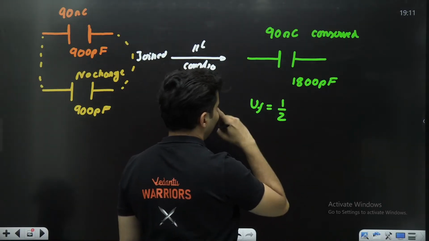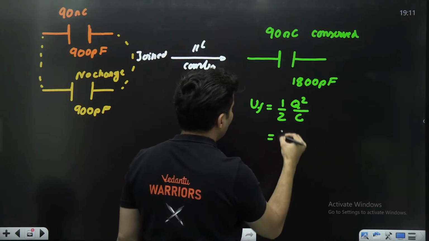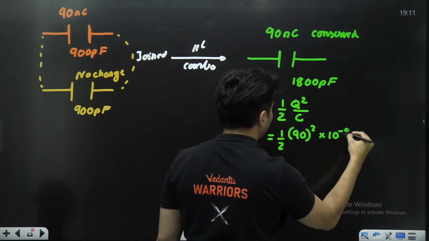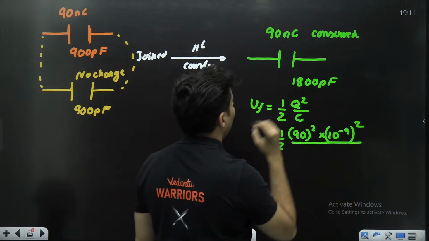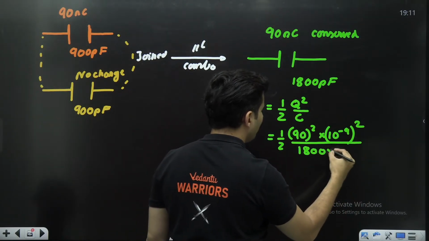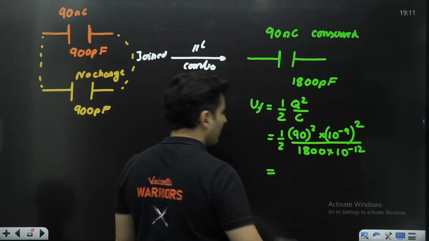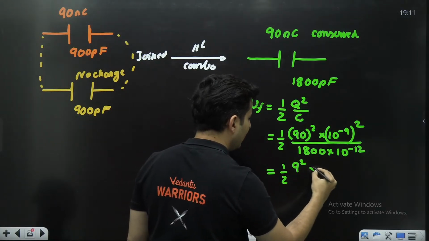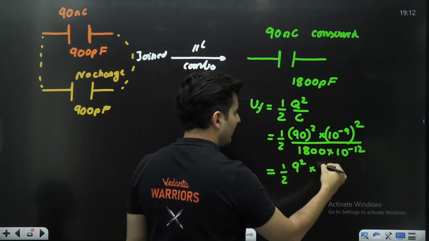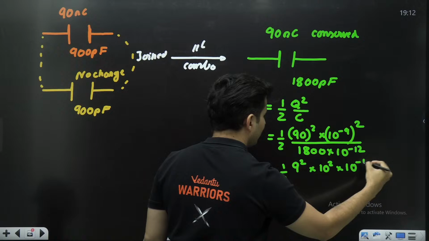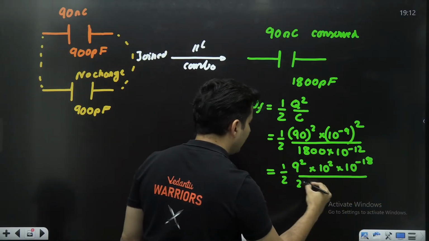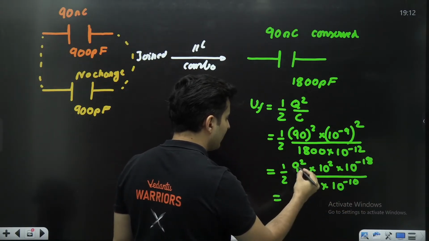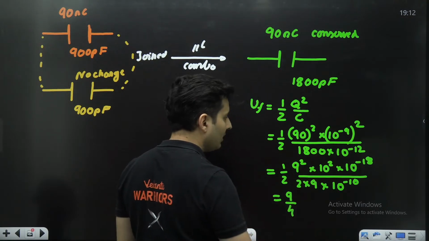I can use the half Q square by C formula: half, charge square, which is 90 square, nano is 10 to the power minus 9, squared, divided by capacitance, which is 1800, pico is 10 to the power minus 12. Now do the math. I have 9 square, I'll keep it as it is, into 10 square, which is 10 to the power 2, and here 10 to the power minus 18. Here 18 I can write as 2 into 9, and this is going to become 10 to the power minus 10. So one of the 9s cancels and it will just become 9 by 4, I believe.